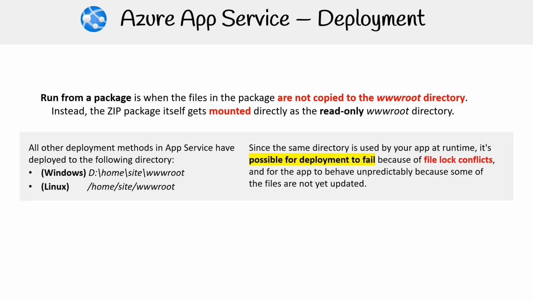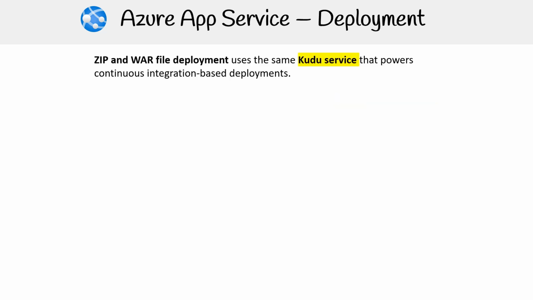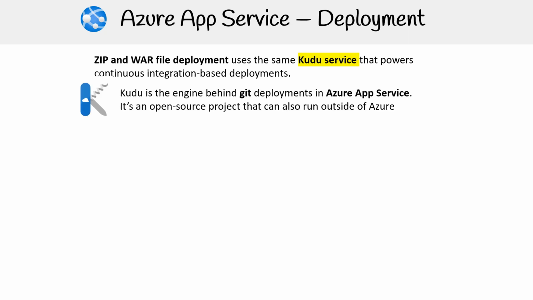Since the same directory is used by your app at runtime, it's possible for deployment to fail because of file lock conflicts, and for the app to behave unpredictably because some of the files are not yet updated. Zip and WAR file deployment uses the same Kudu service that powers continuous integration-based deployments. Kudu is the engine behind Git deployments in Azure App Service. It's an open-source project that can also run outside of Azure.